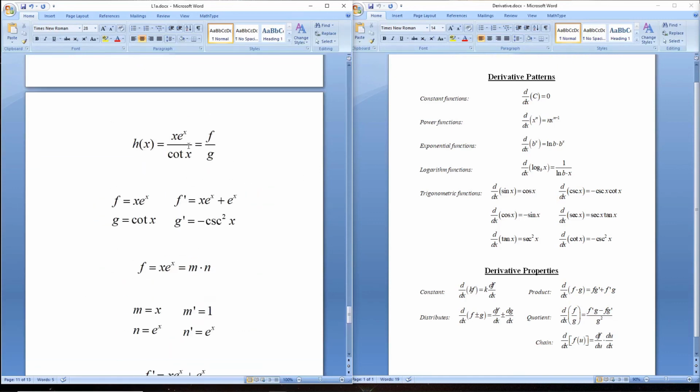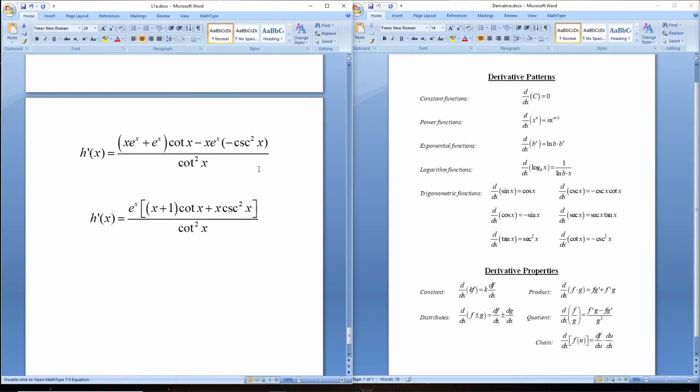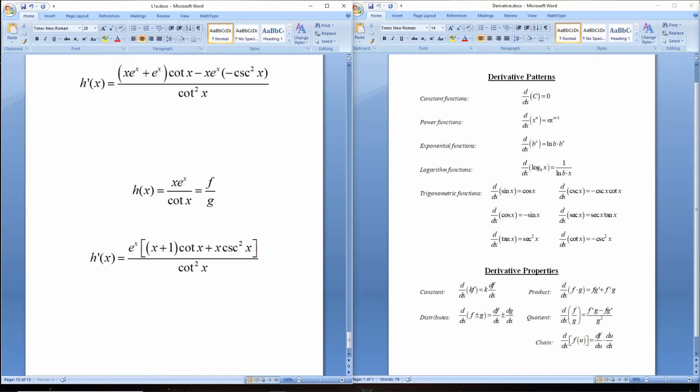So let me just show again. Here's the original function. And here's its derivative.